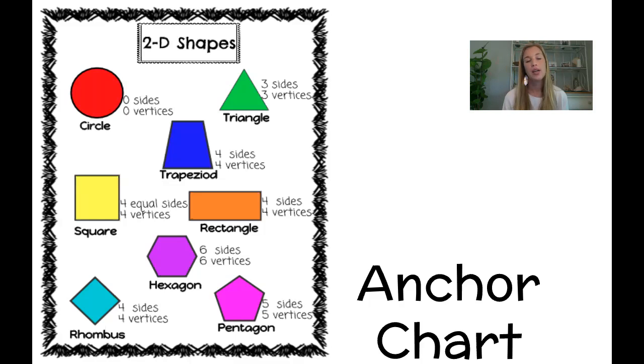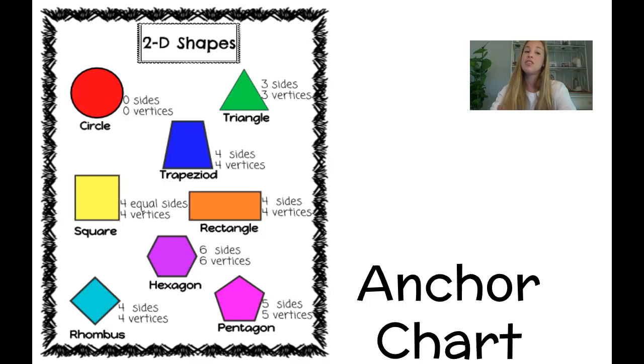Then we have a triangle. Take your finger and trace the triangle on the screen and count how many sides you trace. 3. There are 3 sides. Now take your finger and point to each of the angles or vertices on the triangle. That means each of the points. You should have done that 3 times as well.